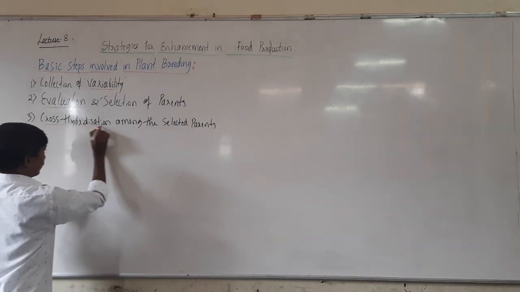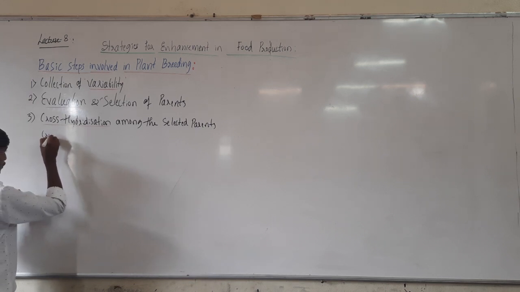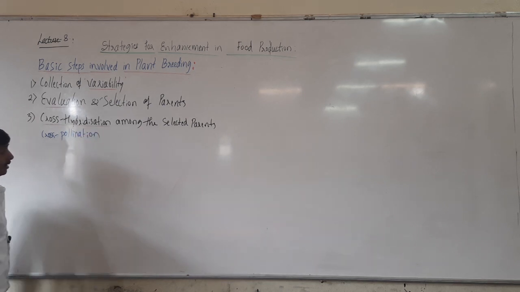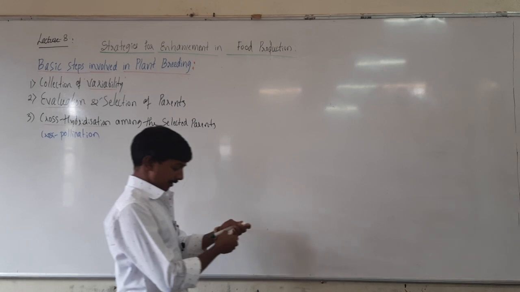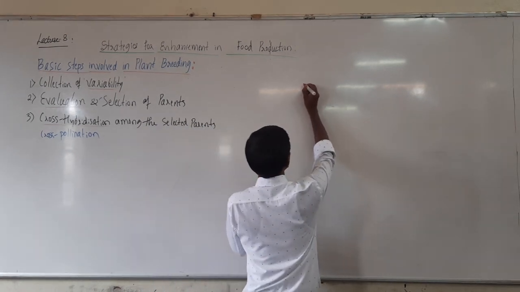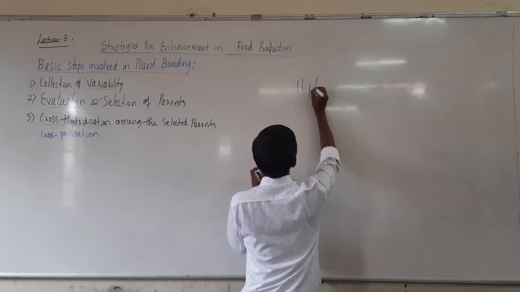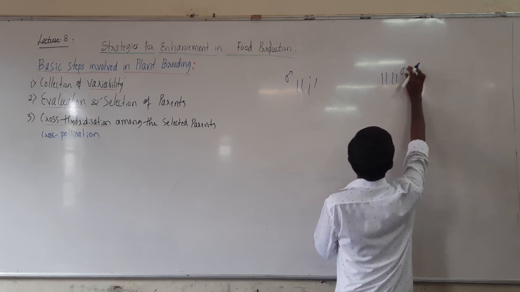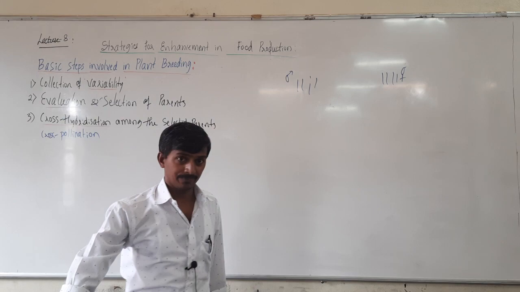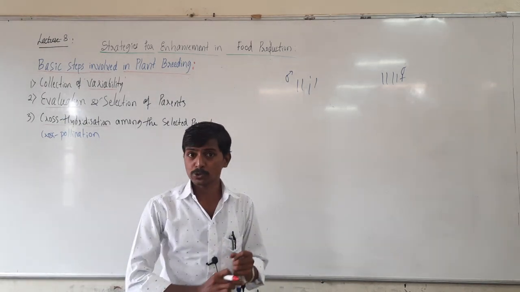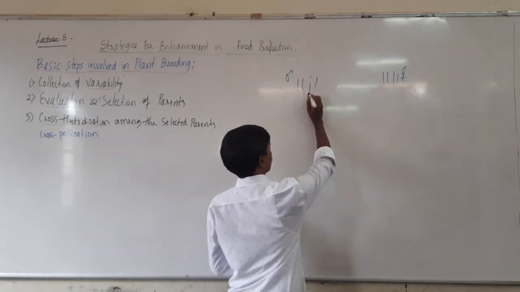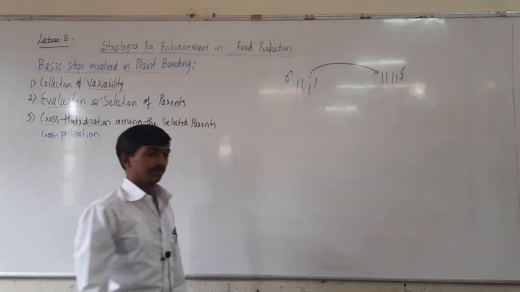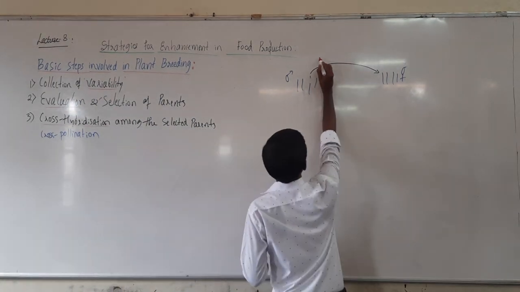Cross hybridization is nothing but cross pollination. It means they have to select some plants as male and some plants as female. So you all know that pollination is the process of transfer of a pollen grain from the anther to the stigma of a different flower of a different plant. That is what we use the word pollination for.